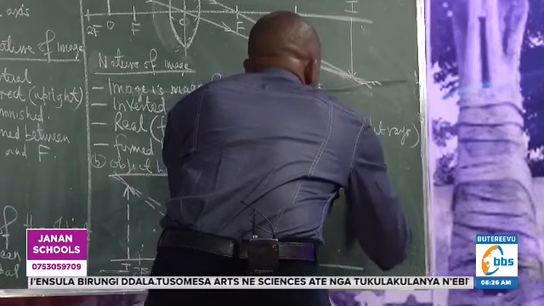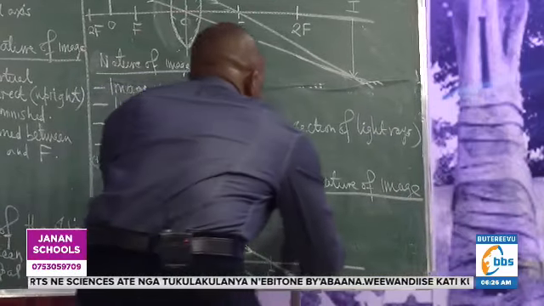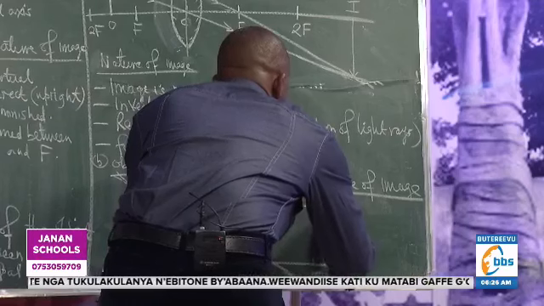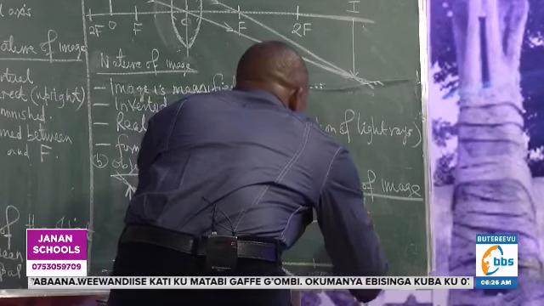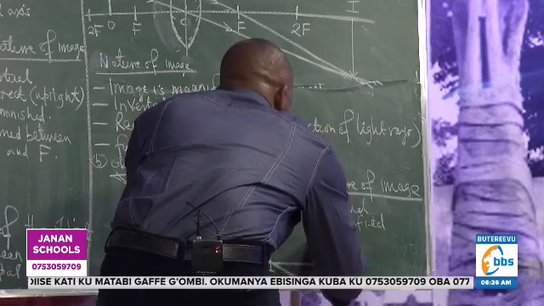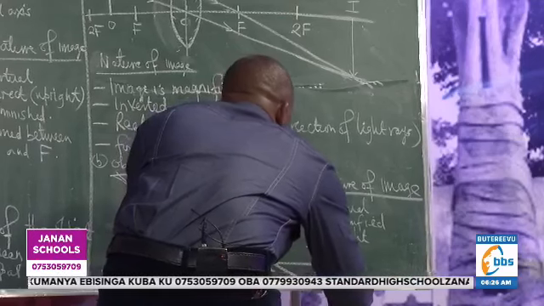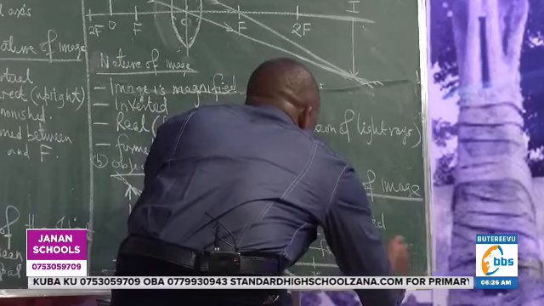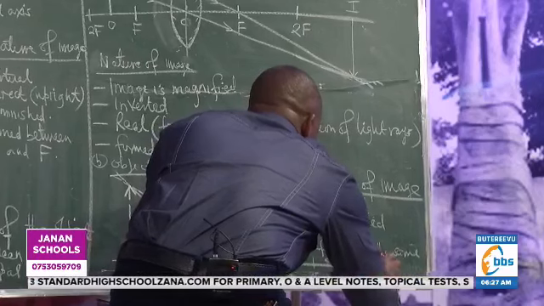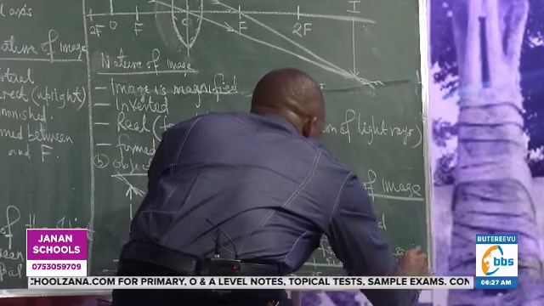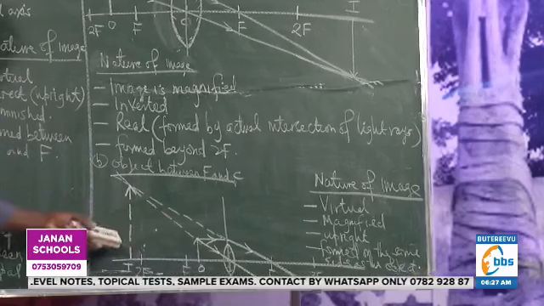The nature of the image formed must always be captured for every diagram. Here we are saying the image formed is virtual. It is magnified. It is upright, as you can see. And it is formed this time round on the same side as the object. If you want to be specific, you can say it is formed behind the object. The object is in the front, the image is formed behind.